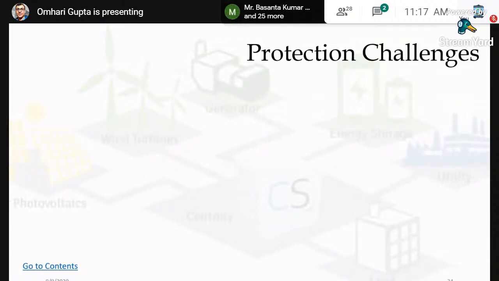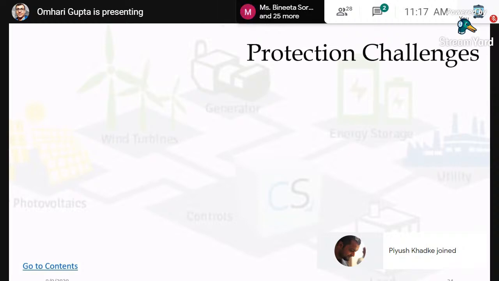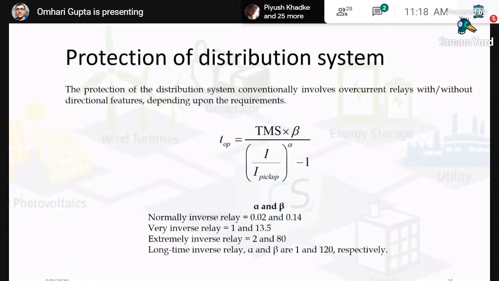Now, what are the protection challenges? But before going into this, we should also understand what our distribution system was earlier and which kind of schemes we used to have for protection. Ordinary protection for a distribution system is overcurrent protection, especially if you talk about the radial system. You may have different kinds of overcurrent relays. Those relays can be normally inverse, very inverse, extremely inverse, long time inverse, as well as IDMT, and depending upon the application, you may choose any of these.